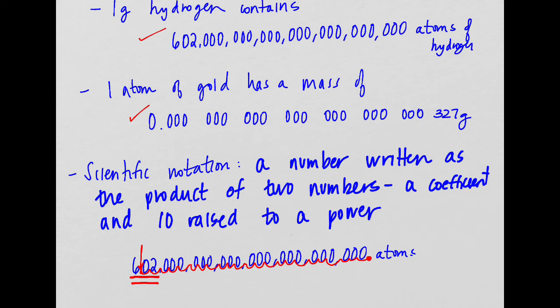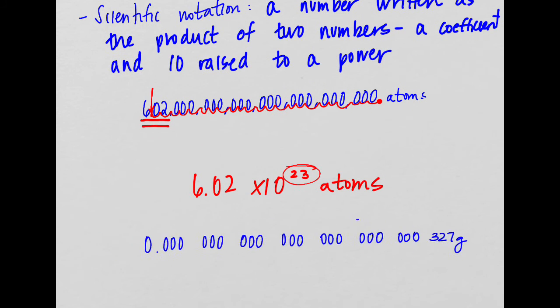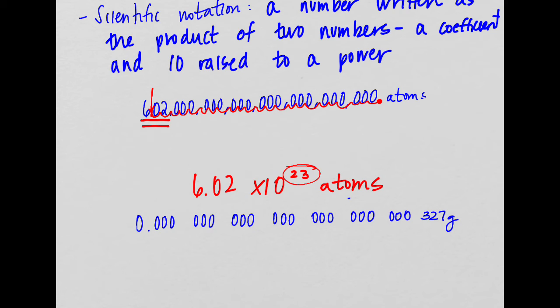This is the number of grams of gold that one atom has. All right, so if I wanted to write this value, it is 32.7 times 10 to the negative 23 grams. All right, where did I come up with that value?